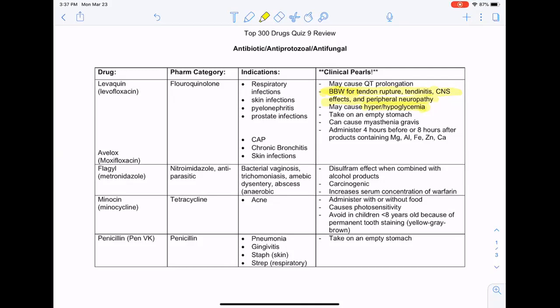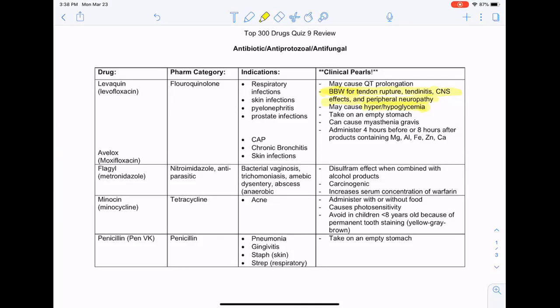We also want to take this one on an empty stomach. So that's important to know. May cause myasthenia gravis, which is like a muscle condition. That's a really rare side effect, but something to mention as one of the serious side effects. I'm mostly concerned with you guys knowing the black box warning for this one. That's your biggest takeaway from this class.